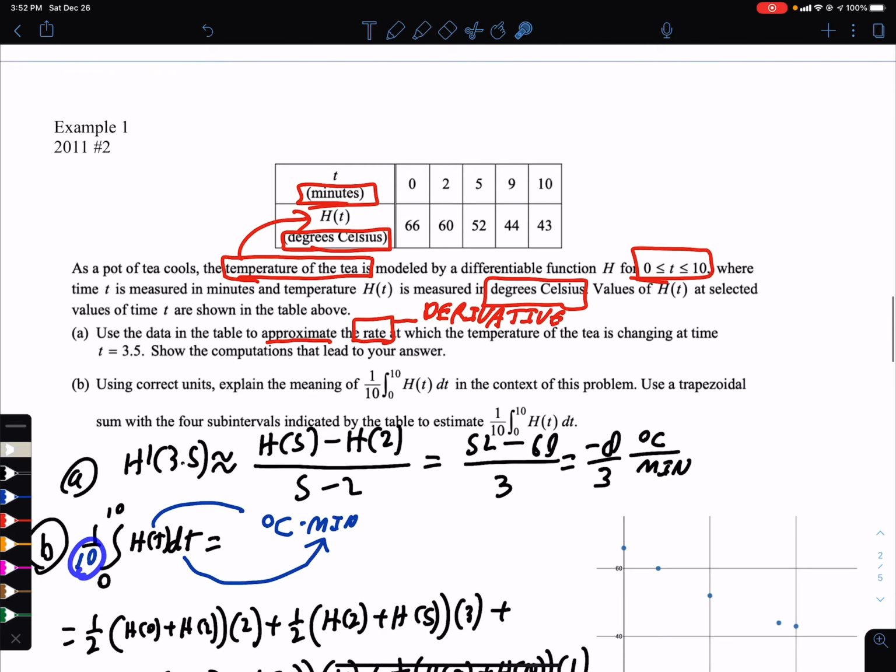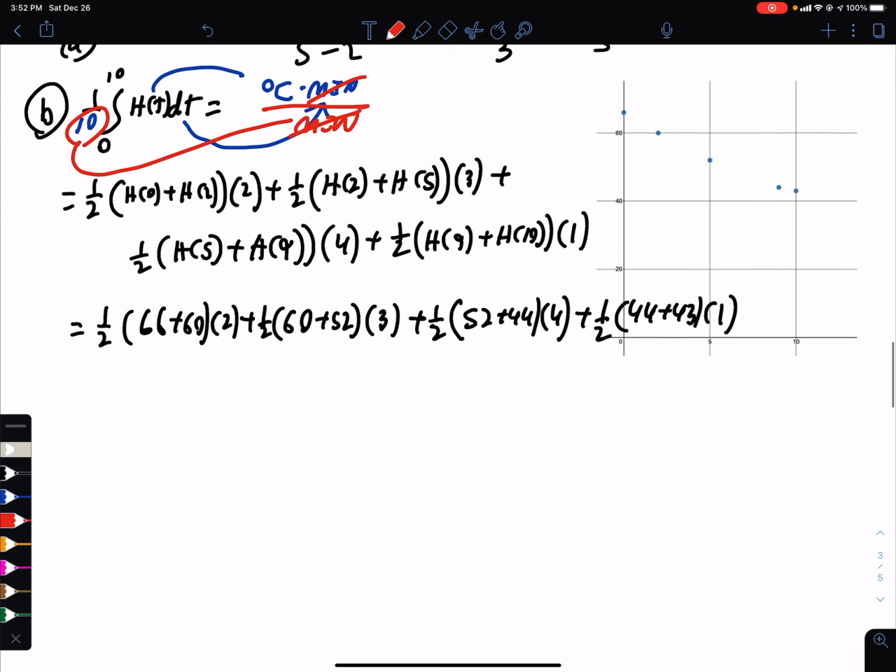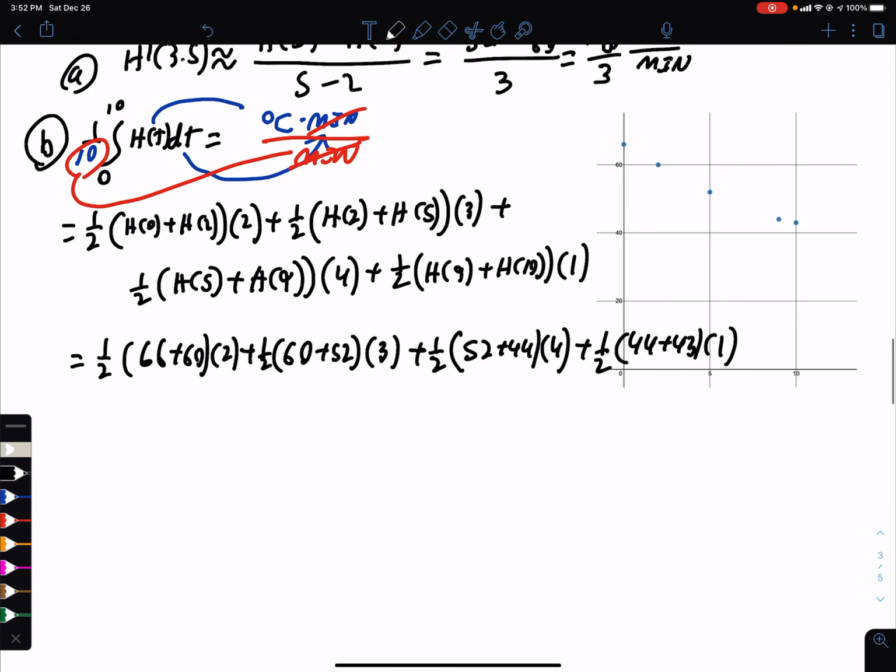Well, if you look, this is the average value formula. It's the integral divided by the width. The width is how wide this is. That's in minutes. So the units here, that 10, is minutes. And the minutes cancel, giving you degrees Celsius. So all this, these units are degrees Celsius because they asked for units. And technically, that is my answer. I don't have to simplify it. You're not required to simplify an answer. In fact, you shouldn't.